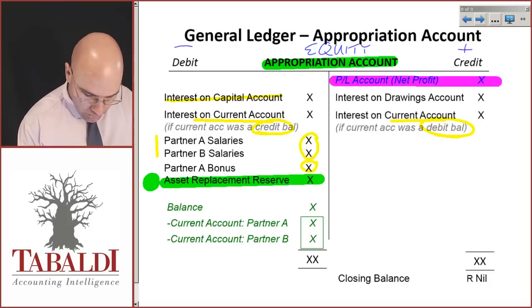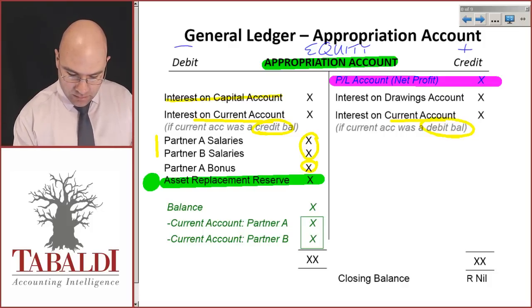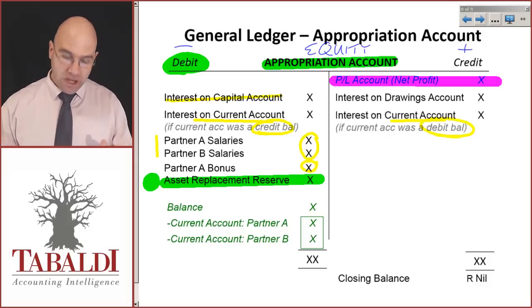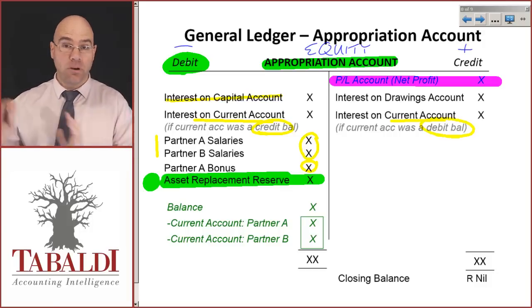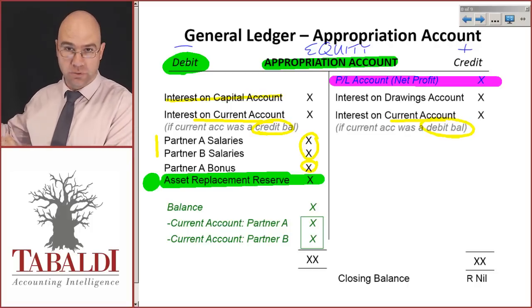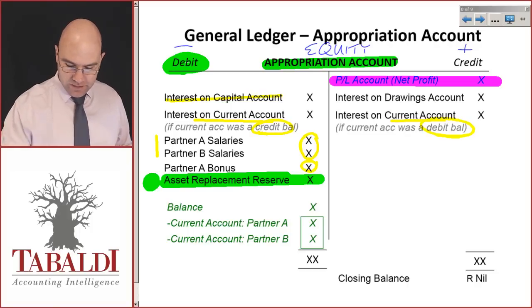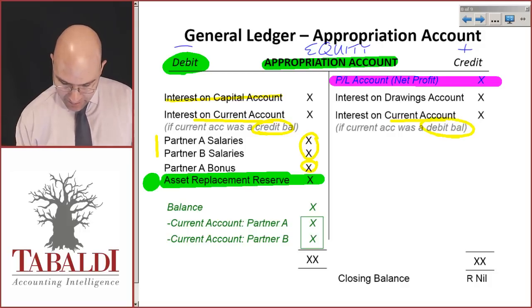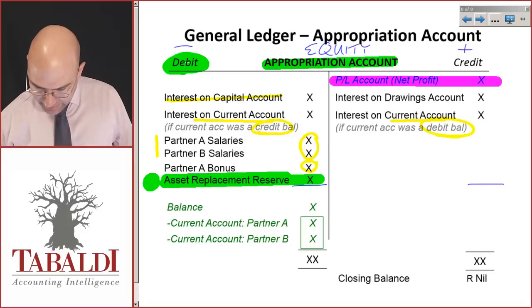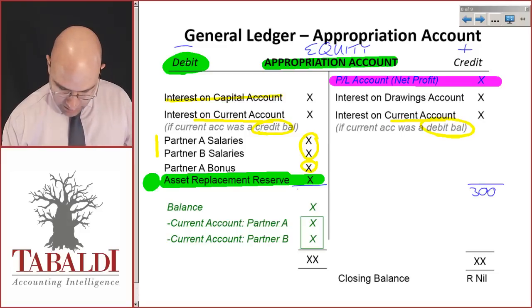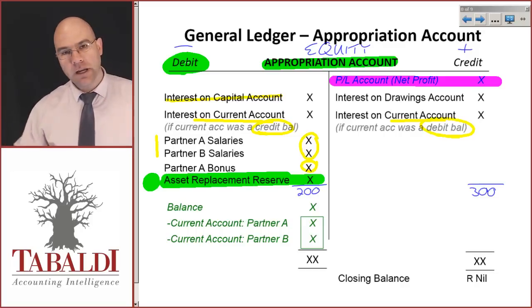Remember this little wording here. I'm still debiting the appropriation account, but I just give you the contra account, the name of the other account where the credit will sit, right? Then I'm going to come along and add these up, right? Quickly do a sub-adding, and let's just pretend we landed up with a 300 and a 200. How do I close this off?